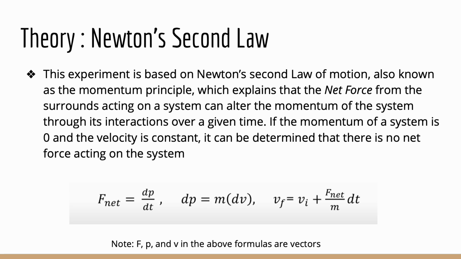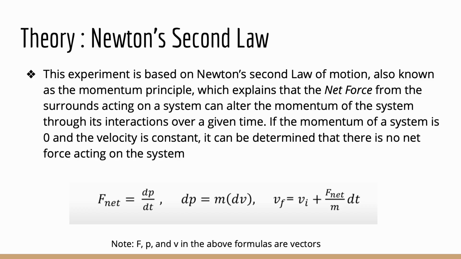Newton's second law, otherwise known as the momentum principle, states that the net force from the surroundings acting on a system can alter the momentum of a system over a given period of time. This means when the net force acting on the system is zero, the velocity is constant. This is demonstrated by the equation on the right.